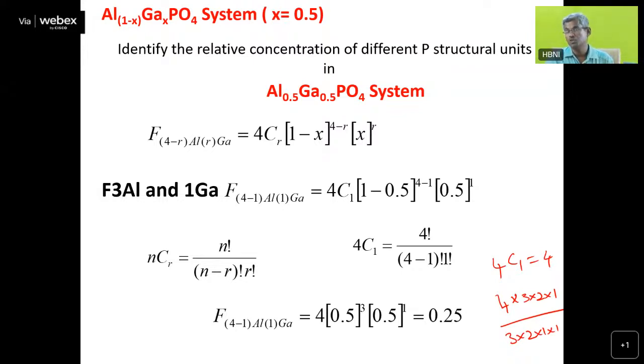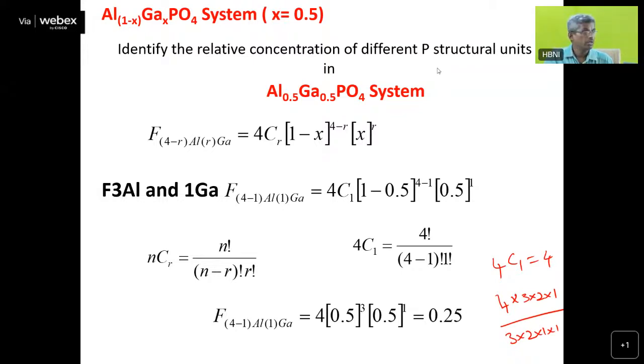Hope you understood. If you have any clarification or any question, please stop at this stage. At any point of time, you can stop me. Hope you understood this one. This way I have calculated the relative fraction of aluminium structural unit with 3 aluminium and 1 gallium as near neighbors. The answer I got is 0.25.